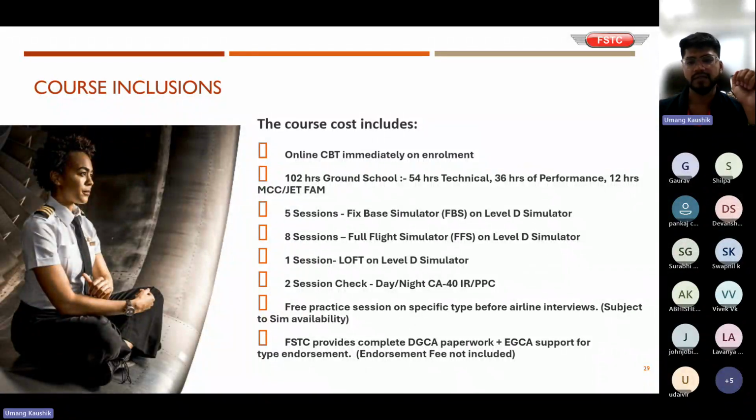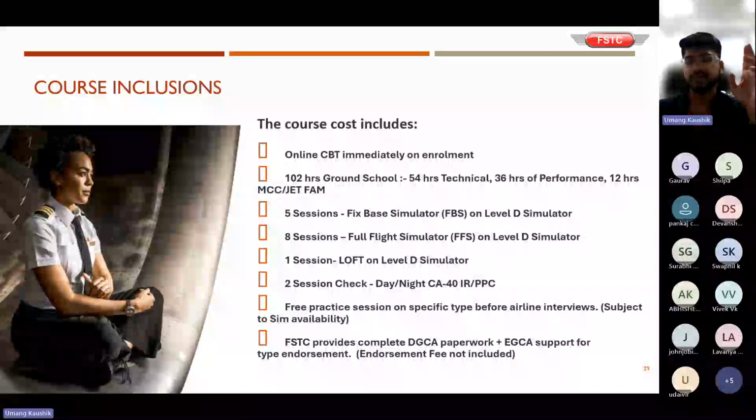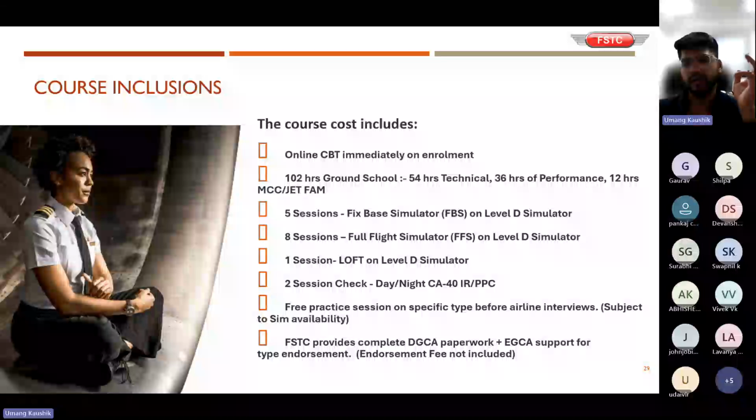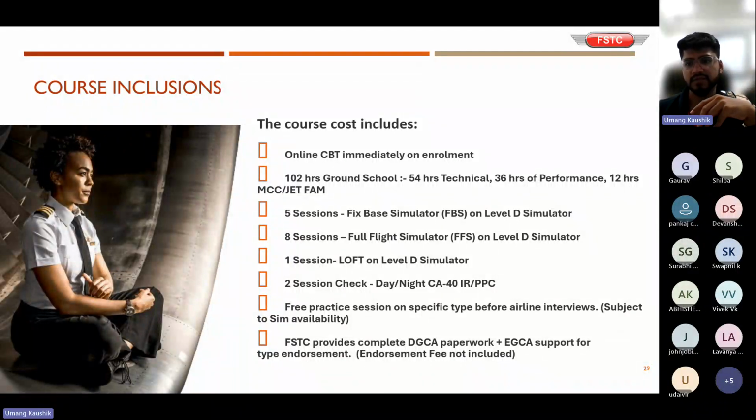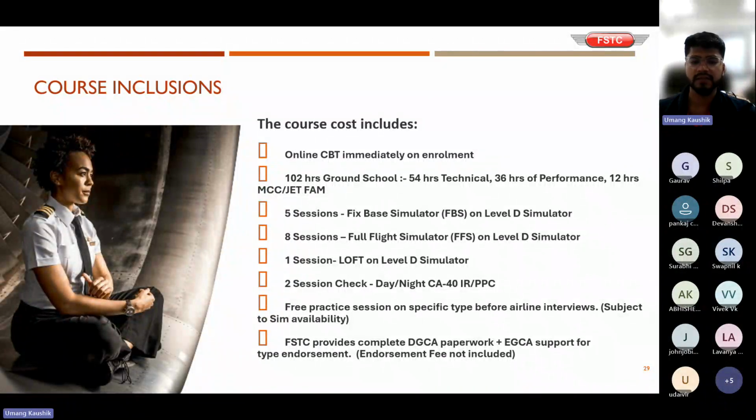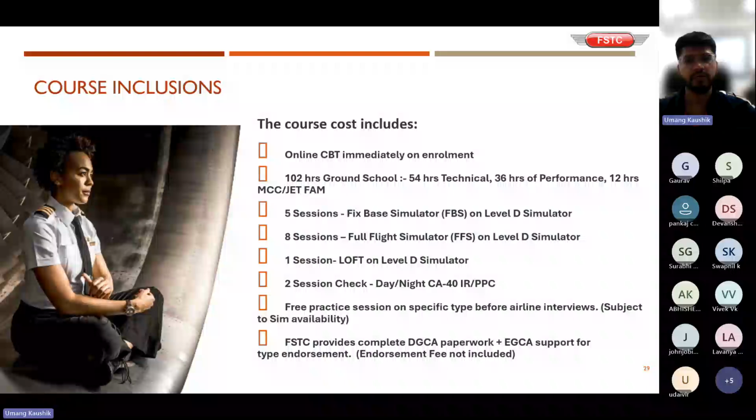If you ask for a practice session, please allow us time, because these simulators are running 24/7. This facility is running 24/7, and there are also airlines that come here for their trainings and sessions. So if you want to opt for a practice session, please tell us well in advance, and based on availability, we'll give you a slot. It'll be 1 hour. And we also provide complete DGCA paperwork. So all your paperwork will be completed by us, of course, and you just need to submit it.